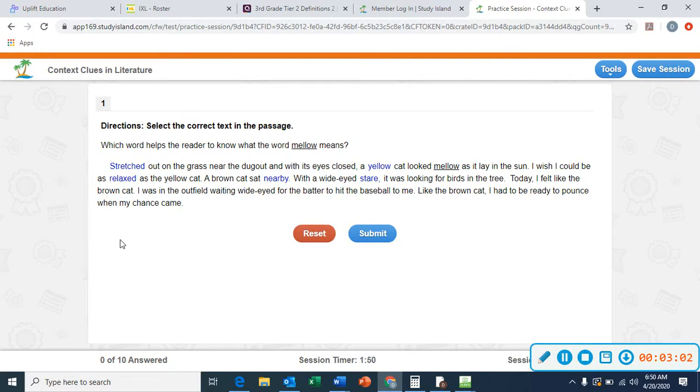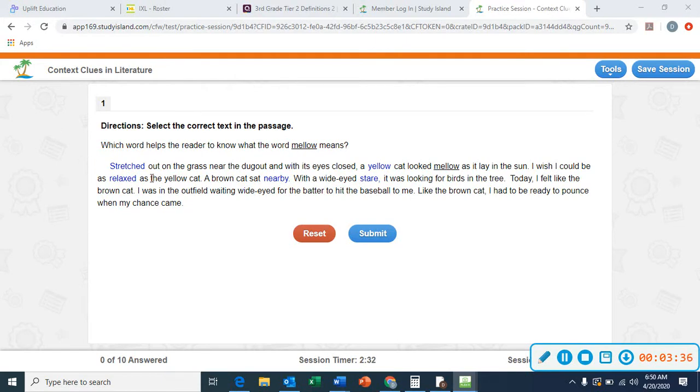What made you feel that way? Closing your eyes made you feel that way? Sitting in the grass made you feel that way? Stretching out in the grass made you feel that way? Or laying in the sun made you feel that way? Which one? So our answer choices are the blue words. And you have to pick which blue word helps you know what the word mellow means.